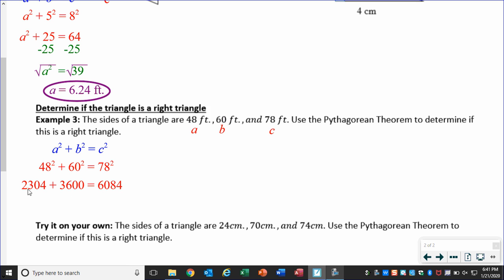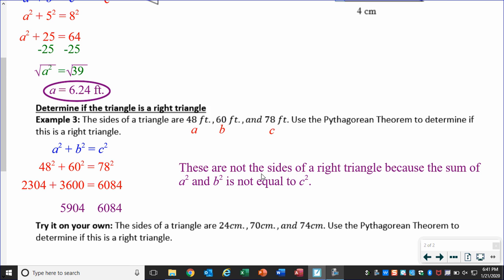So now I'm going to add this side and see if it actually comes out to be 6,084. So this side together gives me 5,904, but that's not equal to the 6,084. So because it didn't come out true, this does not create a right triangle.